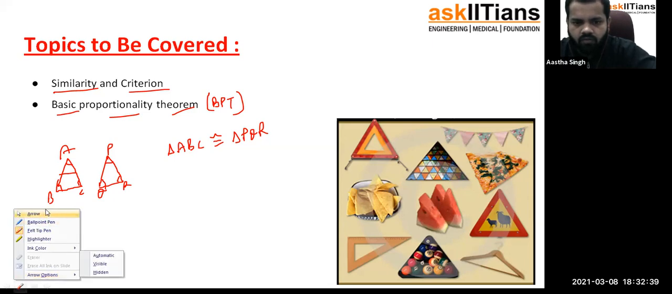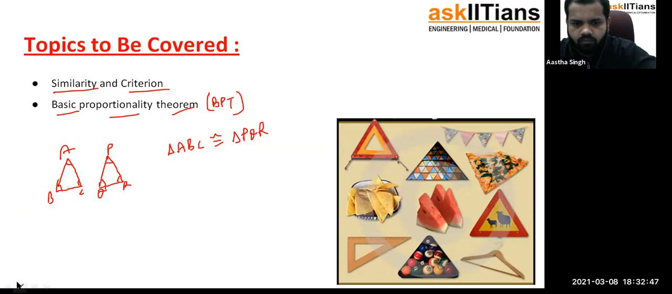And AB will be equal to your PQ. Okay. Your BC will be equal to your QR. And your AC will be equal to your PR. Then these corresponding angles and corresponding sides will be equal. In case of congruent triangles, it means the whole area of triangle ABC will be equal to the area of triangle PQR.